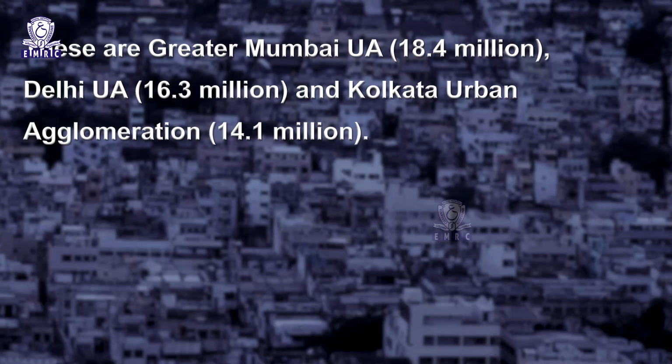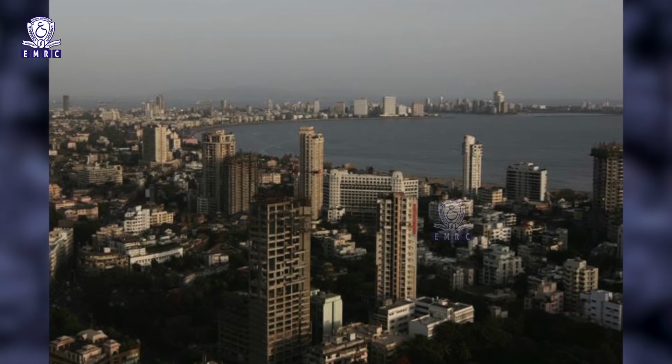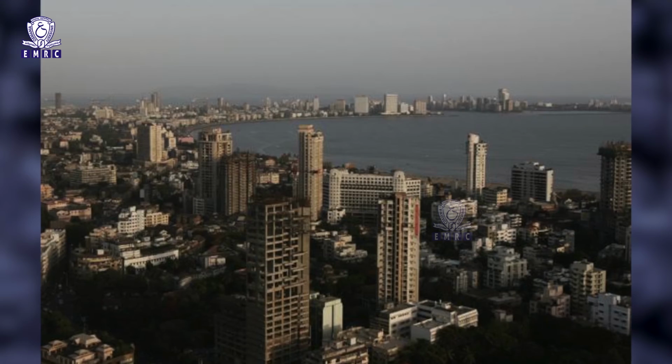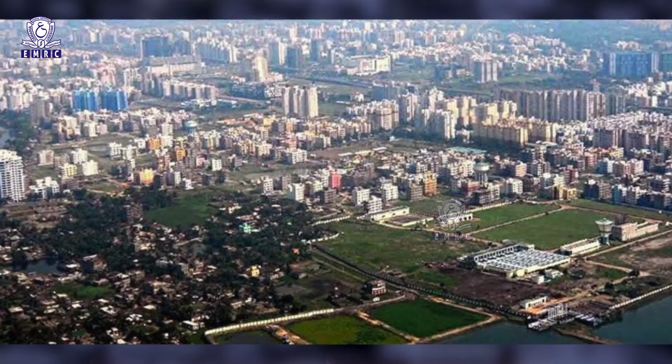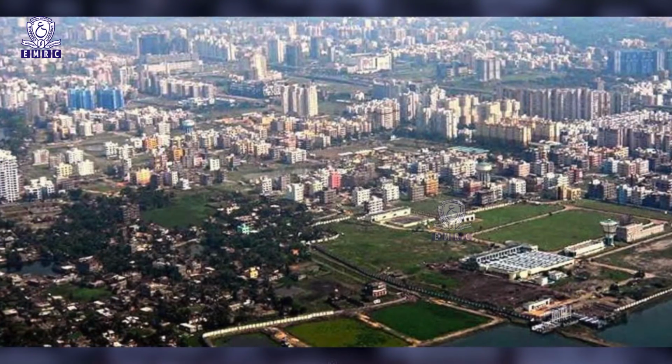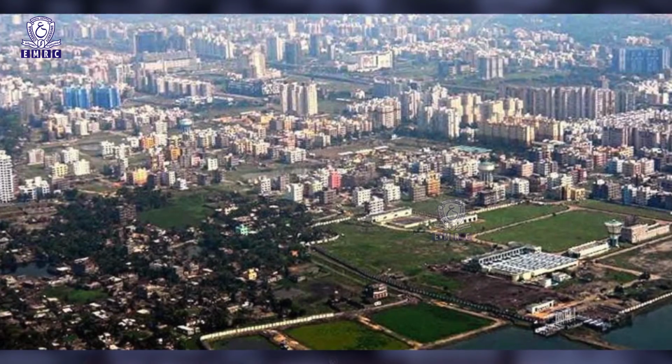Among the million plus urban agglomerations or cities, there are 3 very large urban agglomerations with more than 10 million persons in the country, known as megacities. These are Greater Mumbai urban agglomeration with 18.4 million, Delhi urban agglomeration with 16.3 million and Kolkata urban agglomeration with 14.1 million. The largest urban agglomeration in the country is Greater Mumbai urban agglomeration, followed by Delhi. Kolkata, which held the second rank in 2001, has been replaced by Delhi urban agglomeration.